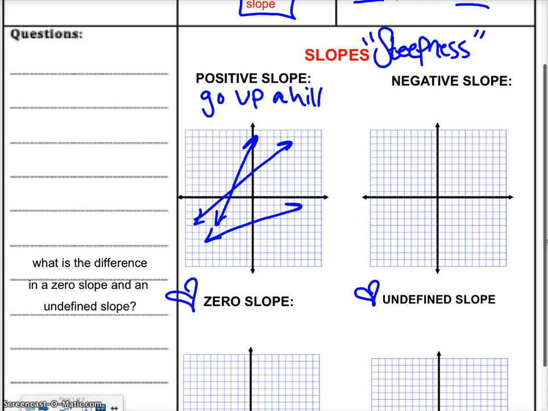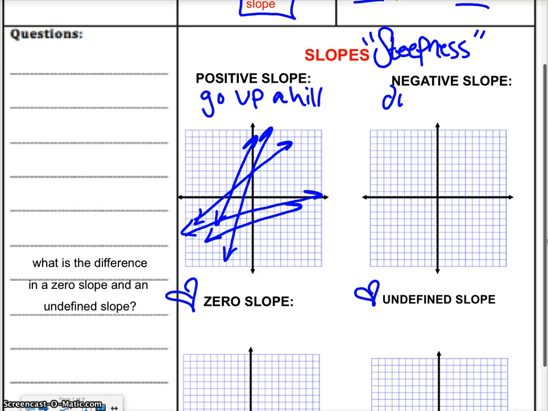Of course, this last one I made was really steep. I'm going to make a super steep one. I'm going to make a super non-steep one. Anything that looks like you're going up a hill is positive slope.